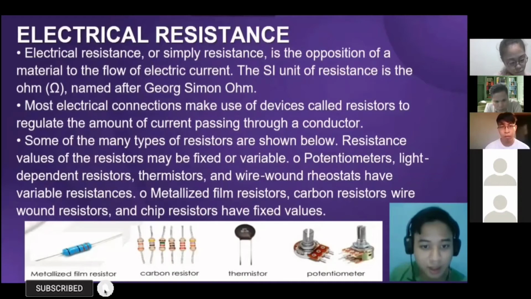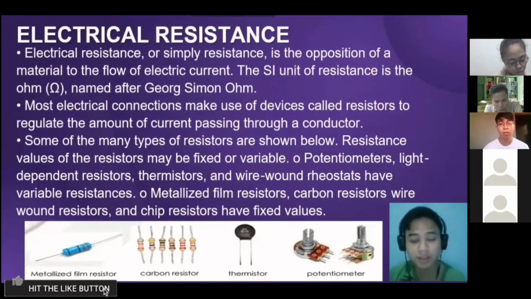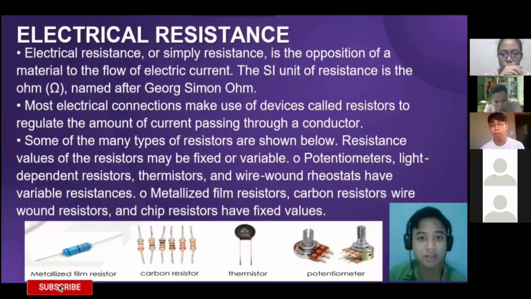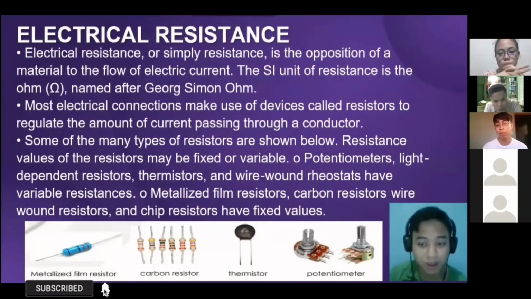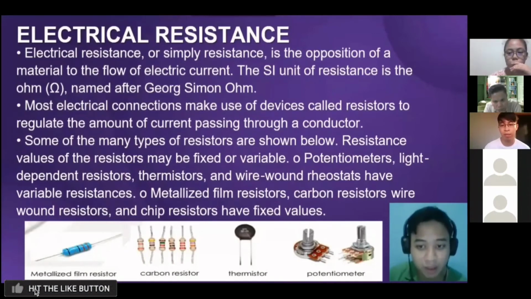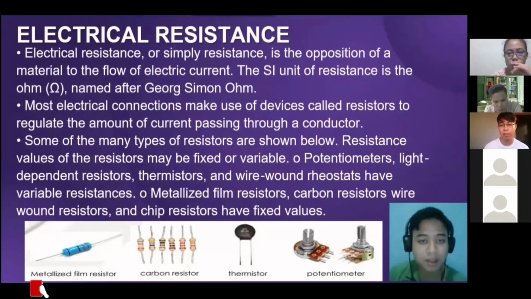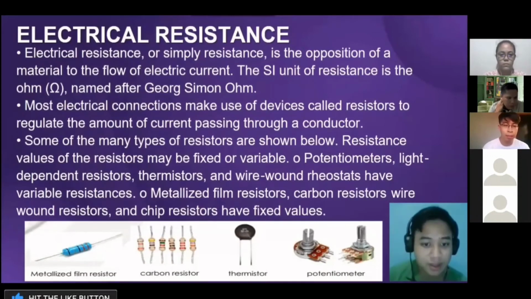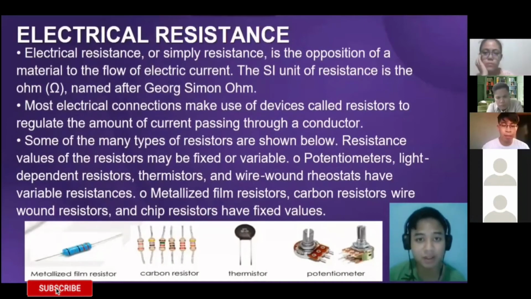Most electrical connections make use of devices called resistors to regulate the amount of current passing through a conductor. Some of the many types of resistors are shown below. Resistance values of resistors may be fixed or variable. Potentiometers, light-dependent resistors, thermistors, and wire-wound rheostats have variable resistances, while metallized film resistors, carbon resistors, wire-wound resistors, and chip resistors have fixed values.